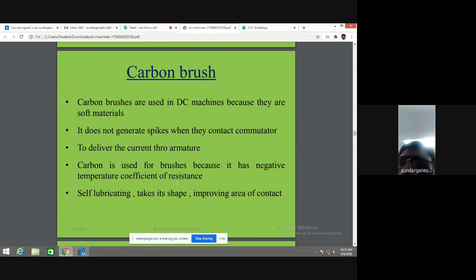Carbon is also self lubricating. It can easily change its shape, and that increases the area of contact. Carbon is flexible compared to other brushes. A metal brush is not flexible; it will not change its shape. Carbon has the property of changing its shape, it has a negative temperature coefficient of resistance, and it will not produce spikes. Due to these advantages, 90% of DC machine brushes are made of carbon.